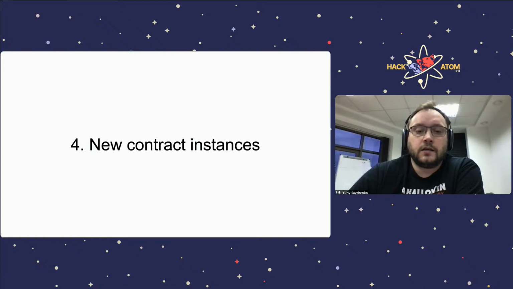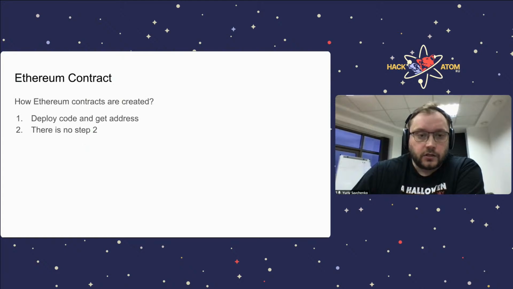Now, another interesting thing is creating new contract instances. In this case, we will face the difference in the architecture of Ethereum and Cosmos in terms of handling smart contracts. Creation of new contract instances. Maybe you will have to make a contract factory that will be busy generating just that, new contracts for your users. Now, how does that work?